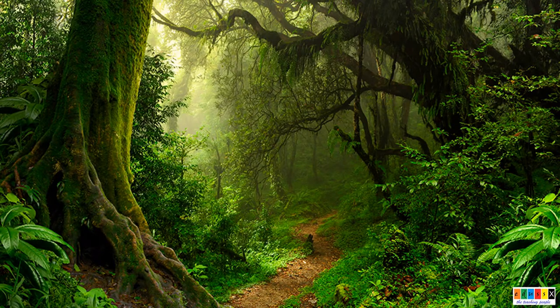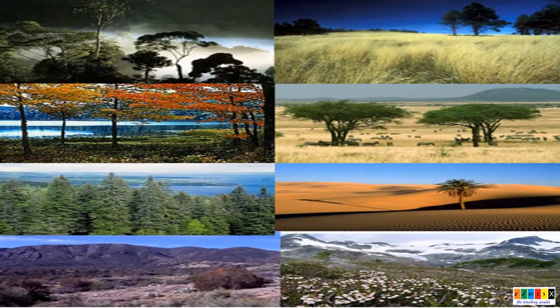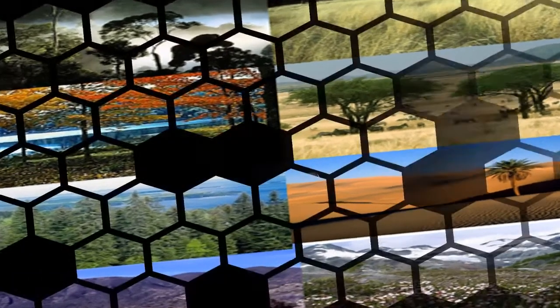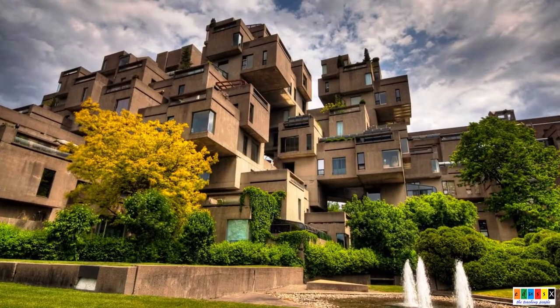What is a terrestrial habitat? They are the ones which are found on land, like forest, grassland and desert. Man-made habitats like farms, towns and cities are also becoming a great world habitat.